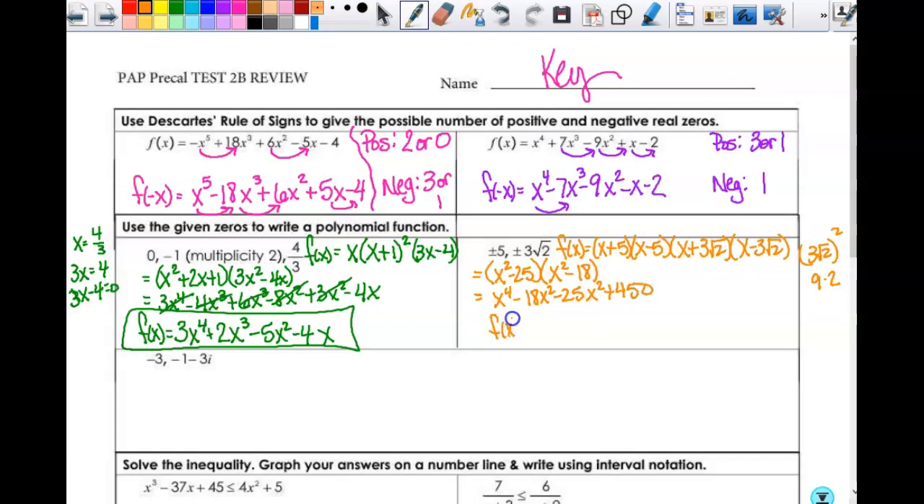So f of x is equal to x to the 4th. Then I have to add these correctly. It's going to give me x to the 4th minus 43x squared plus 450.